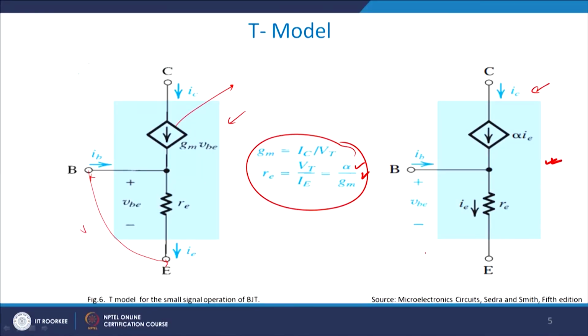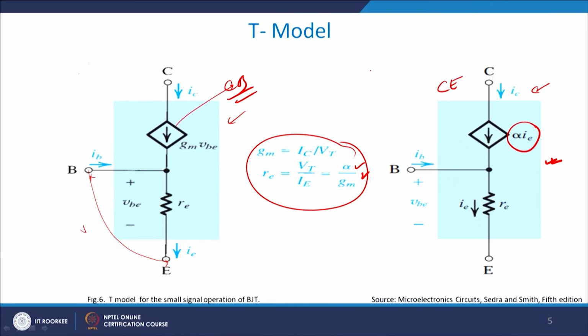As you can see on the right hand side, if you look very carefully at the common base configuration, I get RE, and I get alpha times IE as the collector current. This is the common emitter configuration, CE, and this is the CB configuration. I recommend that for both the hybrid pi model as well as the T model, for all three configurations, CB, CE and CC, which means common base, common emitter and common collector, please try to find out the values and the model itself from any standard books available in the market.